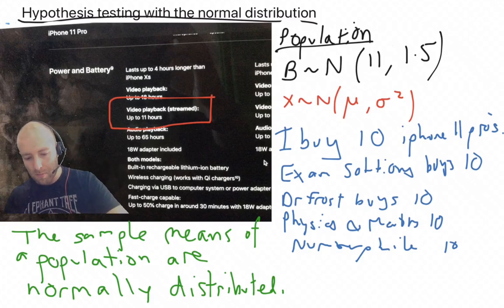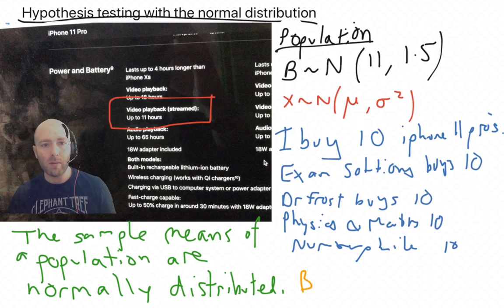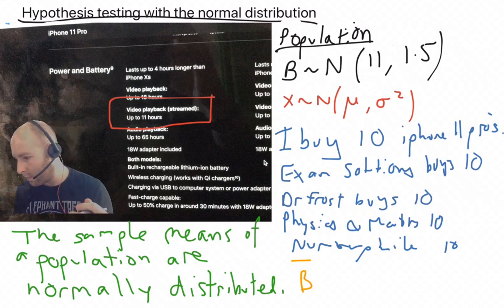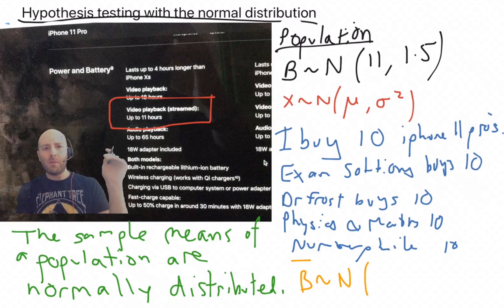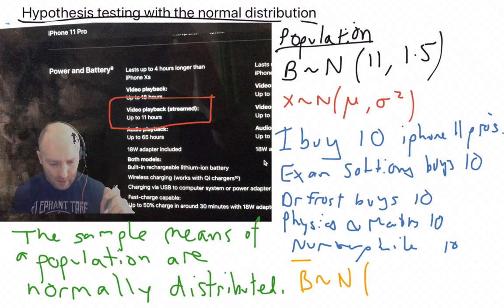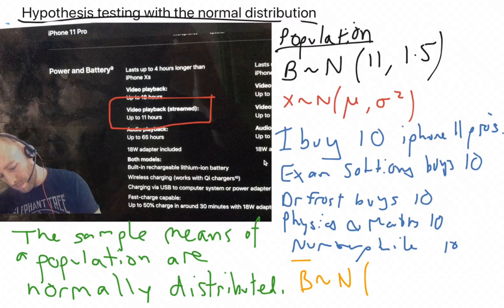So we can say B with a bar on top of it, sample, because it's a mean. So we've got the B variable, but it's the mean of the battery life, is a normal distribution. Now the mean should be the same. If the mean of the iPhone was what they say, 11, the mean of our samples should also be 11, and the mean's not going to change. So we get mu here.